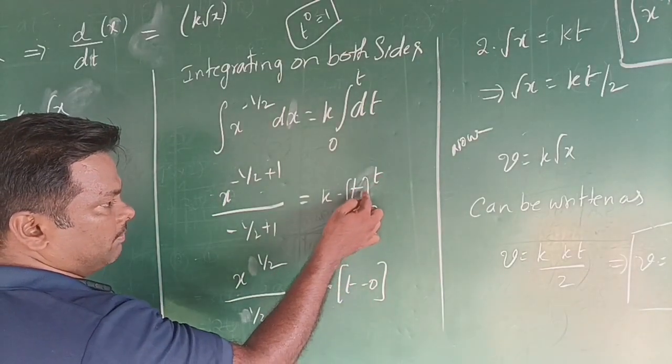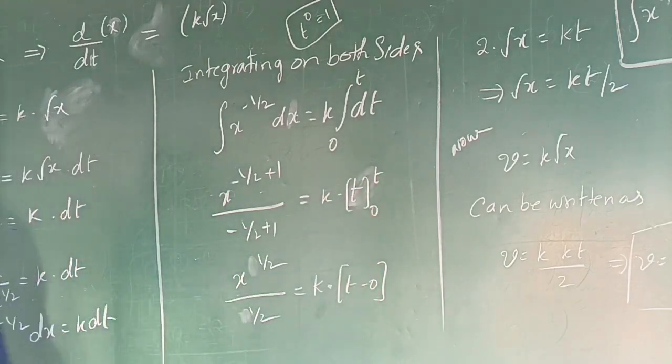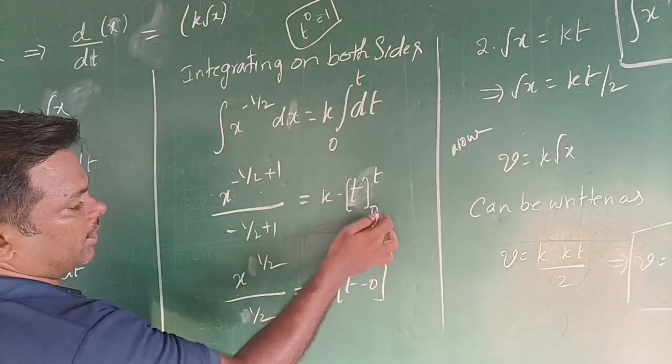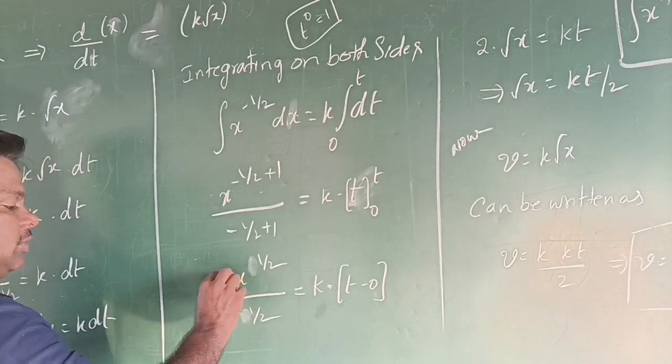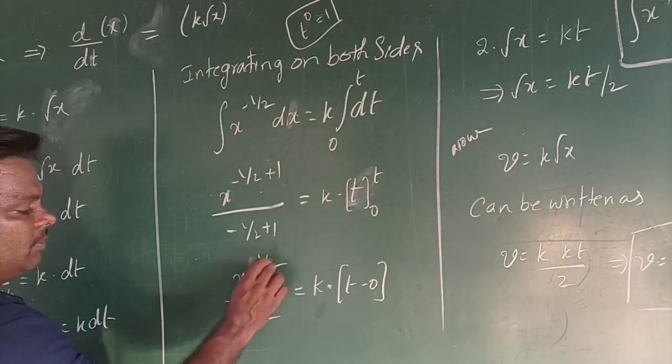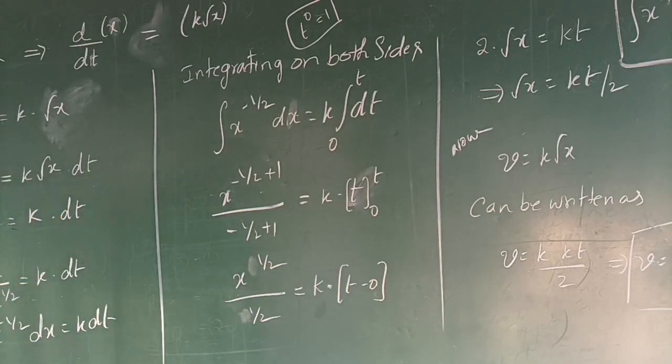Substitute the upper limit minus the lower limit. What is your upper limit? t. Substitute t first, minus the lower limit 0. Now this 1 by 2 in the denominator will become 2 by 1, that is 2, and x to the power of 1 by 2 can be written as root x. Root x. Come on to the next step. Note it down.